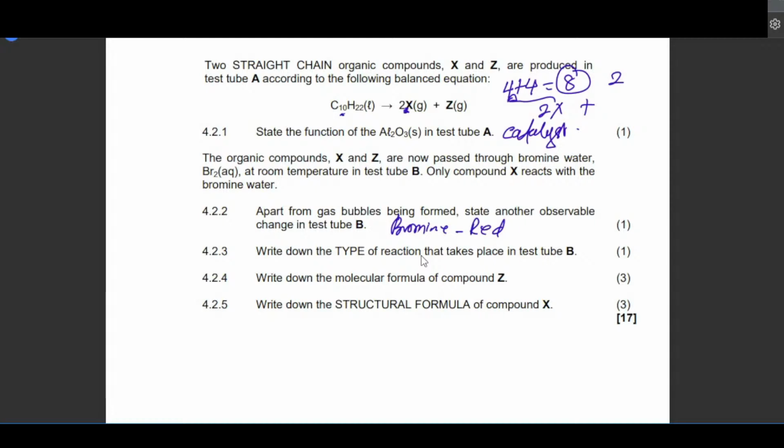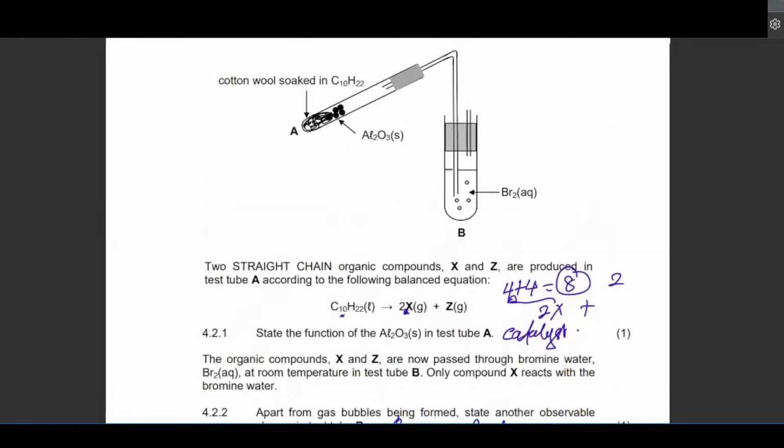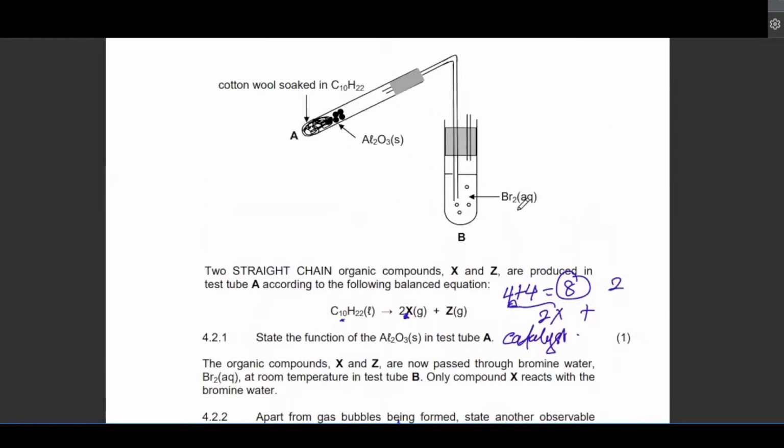And then they are saying, write down the type of reaction which is taking place in test tube B. Let's go back and see. Because we are adding bromine here, this compound will go through bromine water and it's going to be decolorized. Because bromine is a halogen, it's going to become halogenation.